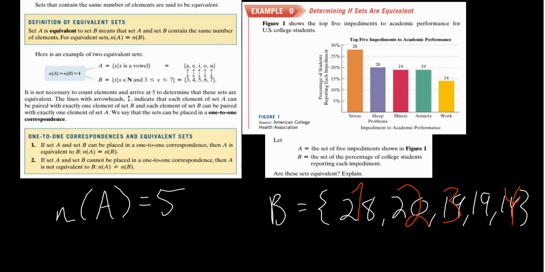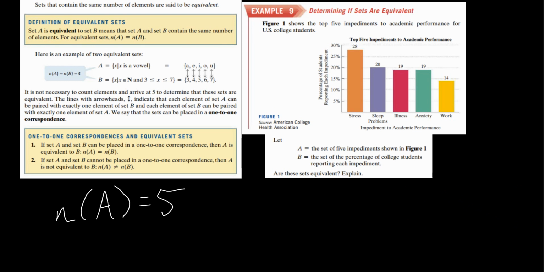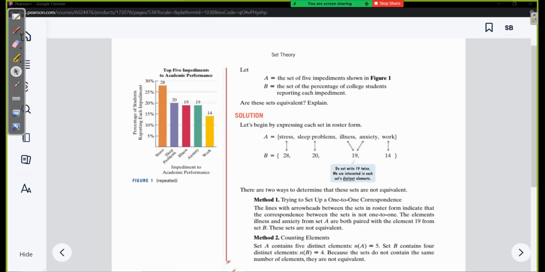So what that tells me is that these are not equivalent sets. The cardinality of B is equal to 4. So they are not equivalent sets. That's pretty easy. Well, really easy.